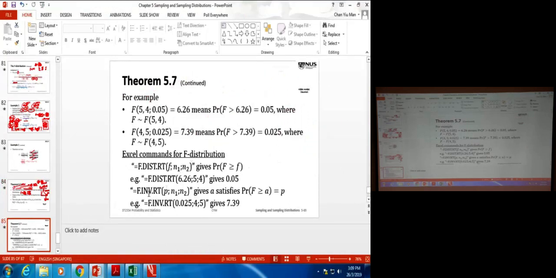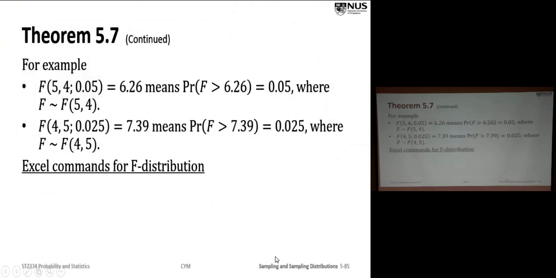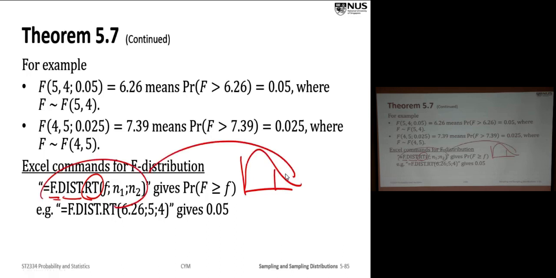So in Excel, the command is F.DIST.RT. You can work it out yourself for all this. RT means right tail, that means the probability greater than this value, so it gives you the right-hand probability. You have to specify the value F and the degrees of freedom, then it will give you the probability. For example, for the F distribution with degrees of freedom 5 and 4, the chance greater than 6.26 is 5%.